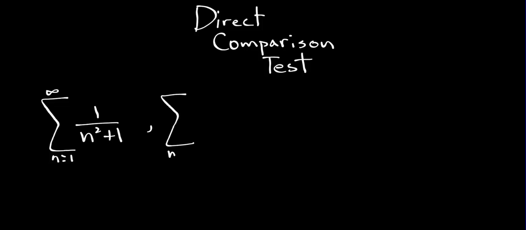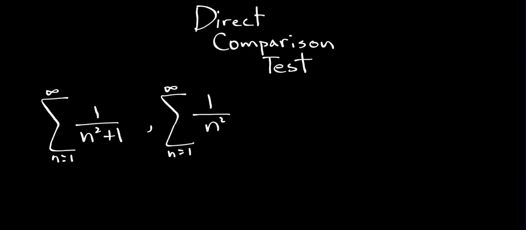Okay, let's look at another test for determining convergence. Let's suppose we have a series. Let's suppose we have the series 1 over n squared plus 1, the sum as n goes from 1 to infinity. And then we have another one that's n goes from 1 to infinity of 1 over n squared. And these are very similar. The difference is this first one is n squared plus 1.